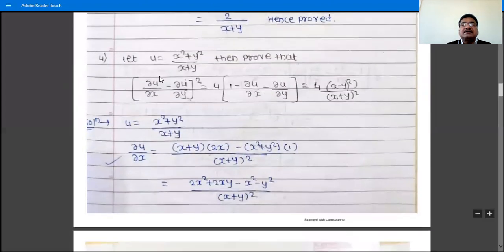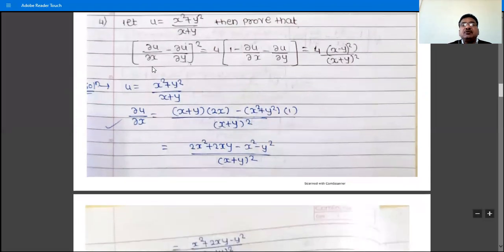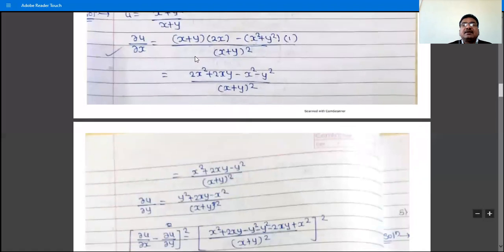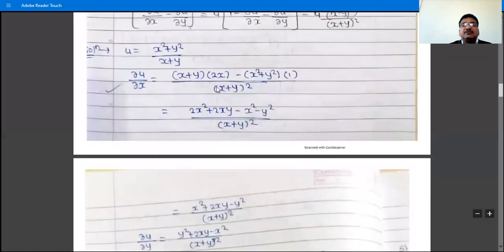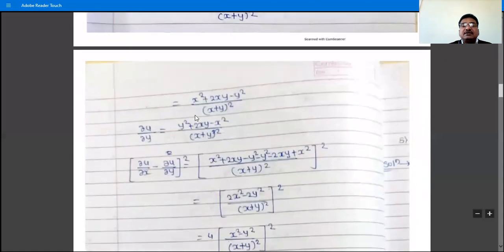Okay. Next example, u is this, then prove that this. So first show that this is equal to this, and then this is equal to this. That is, the proof is in two parts. So first find del u by del x, del u by del y. Then u is this, del u by del x is u by v rule. This is u by v rule, that is v derivative of u minus u derivative of v divided by v square. We have this answer. Similarly, del u by del y is what? Del u by del y is this.